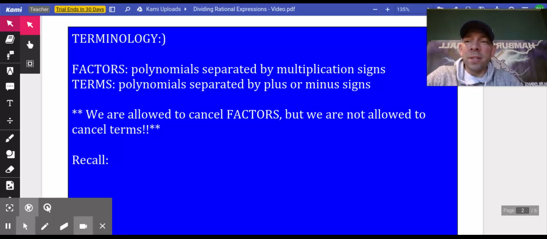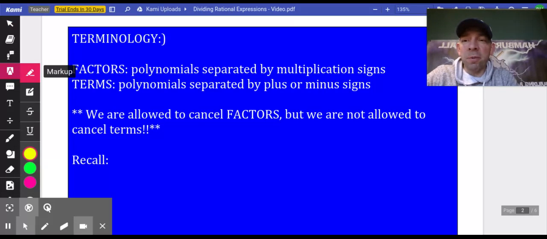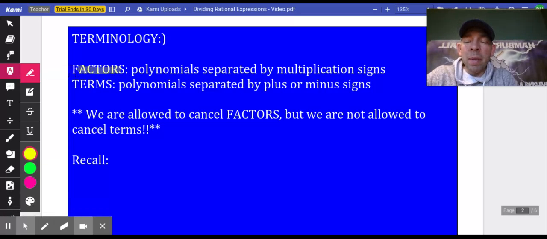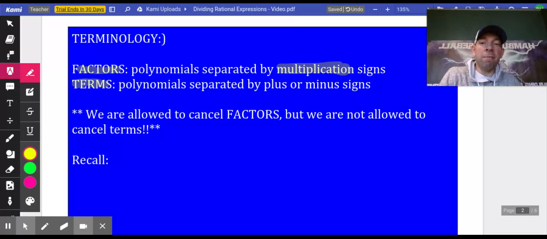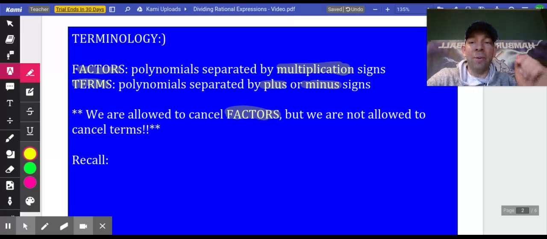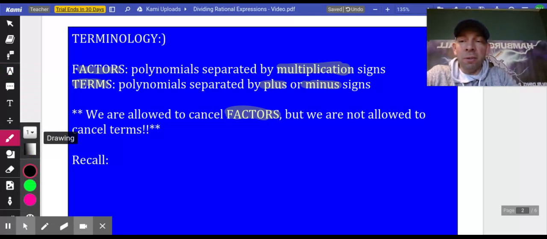So a couple of just vocab words, I guess, that we want to be really comfortable with. The definition of a factor is basically any polynomial that is separated from another polynomial by a multiplication sign. So we want to really emphasize multiplication there. Compare that to this definition. What is a term? Well, a term is when one polynomial is separated from another polynomial using either a plus or minus sign. Now you're thinking, well, what's the big deal? That really doesn't seem like a big deal. But here's where it all comes down to. We are allowed to cancel factors, but we're not allowed to cancel terms. And hopefully that's going to help us decide what's legal to cancel and what's not.